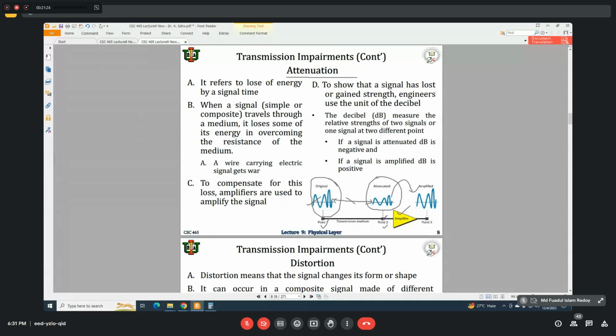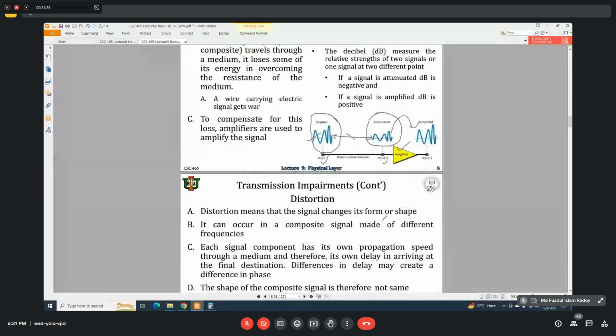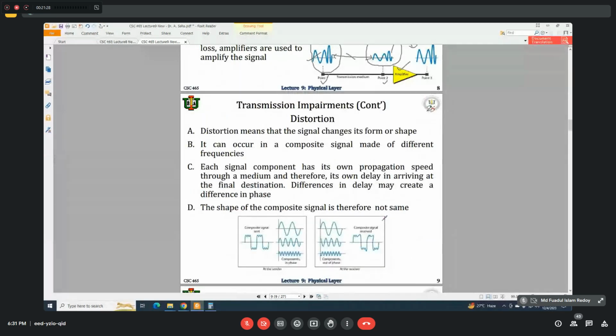Okay. The next thing is distortion. It means that the signal changes in its form or shape. It can occur in a composite signal made of different frequencies. Each signal component has its own propagation speed through a medium, and therefore its own delay in arriving at the final destination. Differences in delay may create differences in phase.